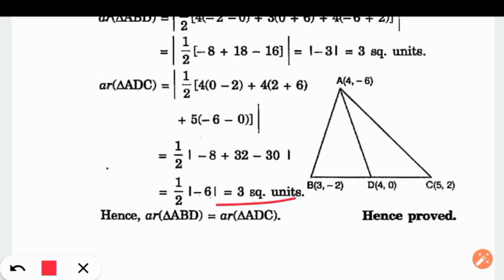So we will write: hence the area of triangle ABD is equal to the area of triangle ADC. This is what you were supposed to prove. So I hope you have understood this session, how to find the area of a triangle when 3 vertices are given, and that when the given points become collinear, the area of the triangle is 0, right? So in order to prove whether the given points are collinear or not, you find the area using the formula, and if that area turns out as 0, you will say, since the area is 0, the given points are collinear.